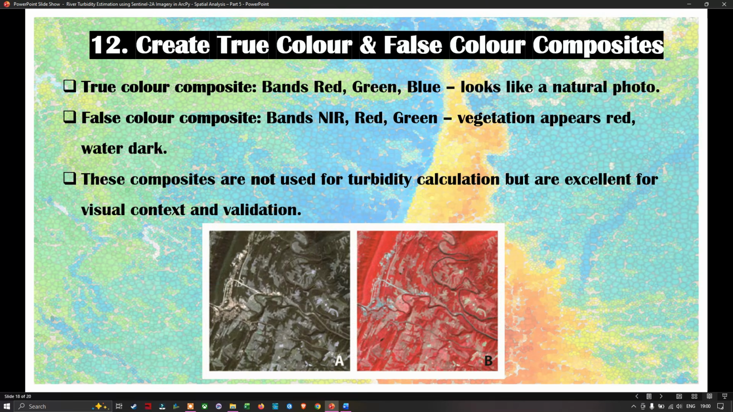And also we're going to create a true color and false color composite. The true color composite, which uses the combination of red, green, and blue, looks like a natural photo. And the false color composite is going to give us the bands using NIR, red, and green. The vegetation appears red and water appears dark. So these composites are not used for turbidity calculation but are excellent for visual context and validation.